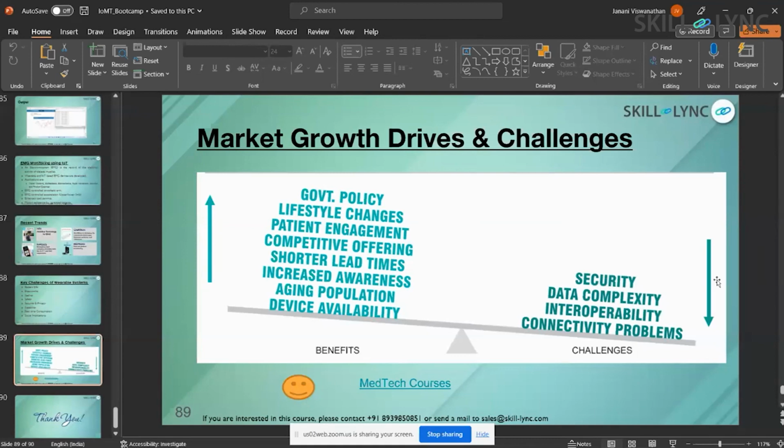One of the challenges is security: how you are going to maintain privacy. Data complexity: creating a very large volume of data. What are we going to do with this data, how are we going to store it, how are we going to retrieve it? Interoperability: if I am using a ventilator from one company and a glucose monitor from another, how will these two different companies get onto a single platform and work together? That is there. Connectivity problems.